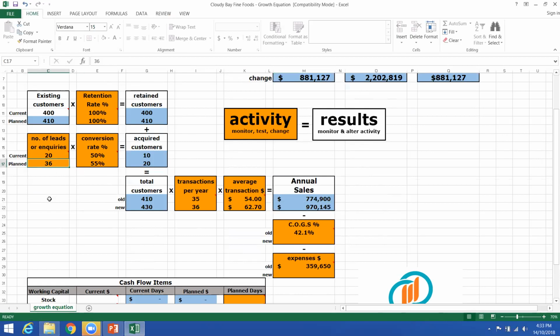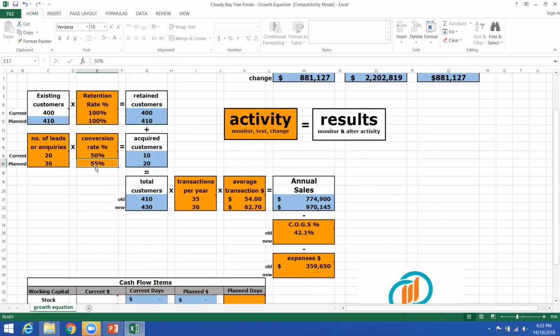If we go back to the number of leads, I'll take that back down to 20, and we can see the 970 has dropped to 950, so a $20,000 increase. So the number of leads is pretty important. So that's something we would want to focus on.